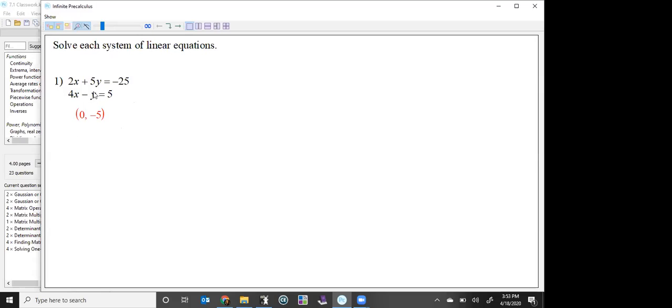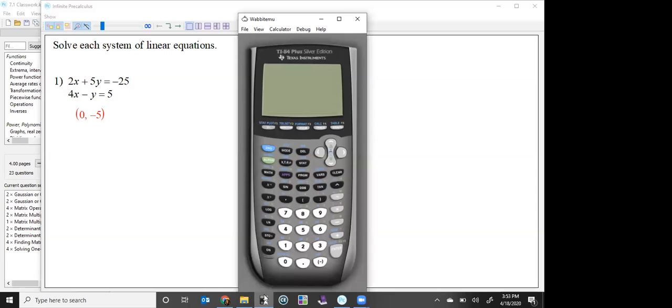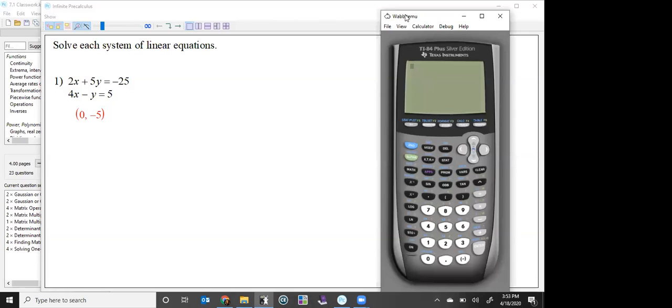So there's the answer to that system of equations. I'm giving you the answer to show how I find that answer using my calculator. So I'm going to pull my calculator up, move it over here on the side, and pull my add page. Now I need to turn this into a matrix.